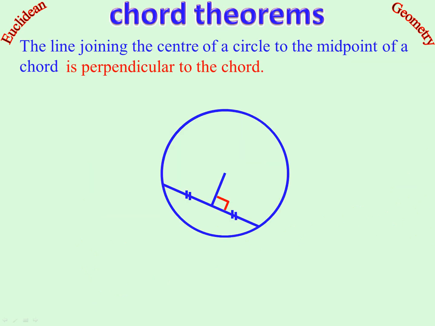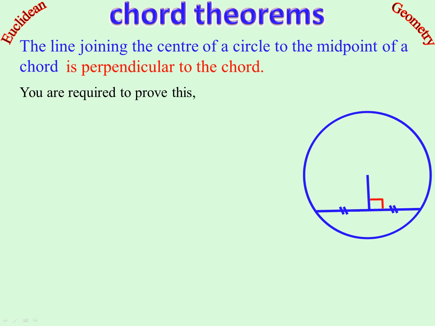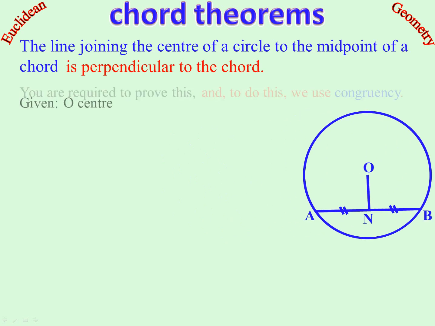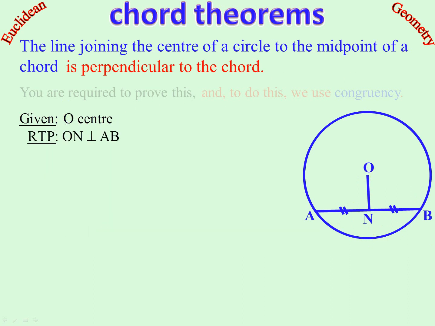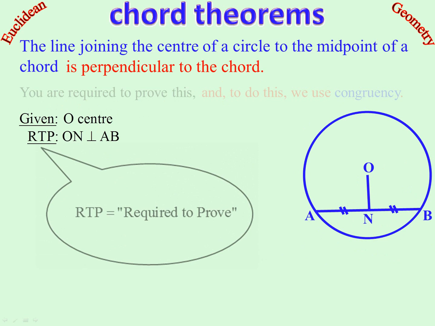Let's have a brief look at the actual theorem proofs. We're going to use congruent triangles. So, given. Notice we only use given in a theorem proof if it cannot be shown in a figure. I would not say given AN equals NB because I can show it on the figure. But we cannot show in the figure that O is the center, so I put given O center. Required to prove ON perpendicular to AB.